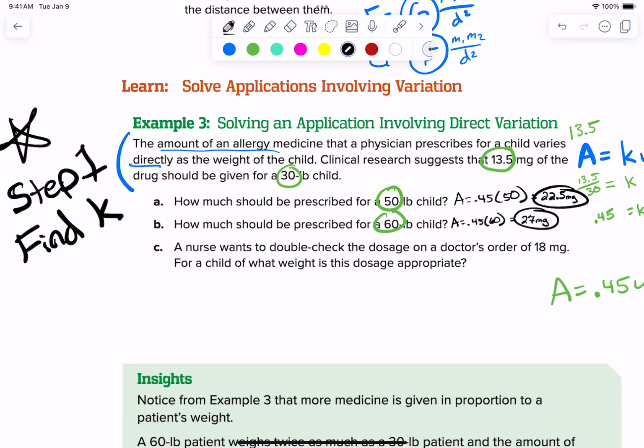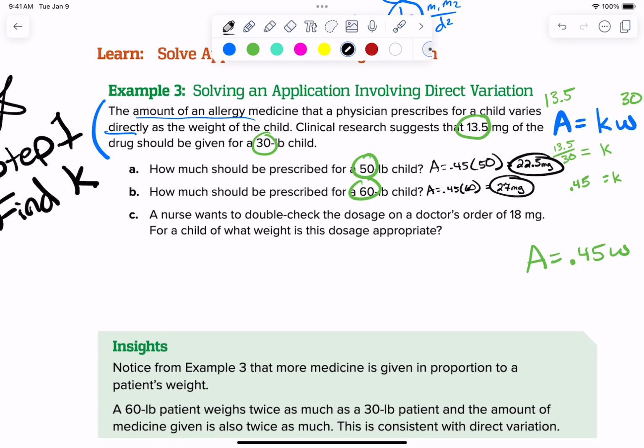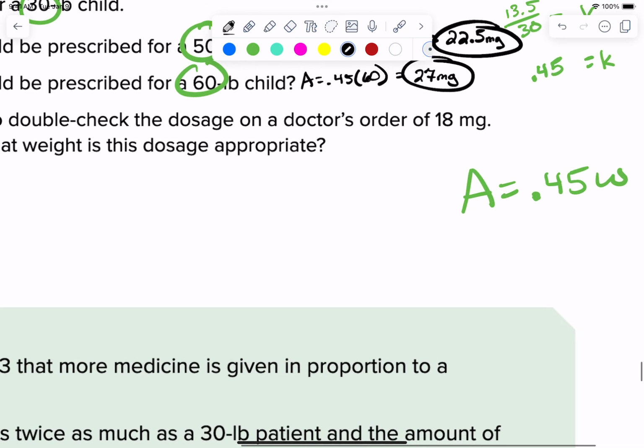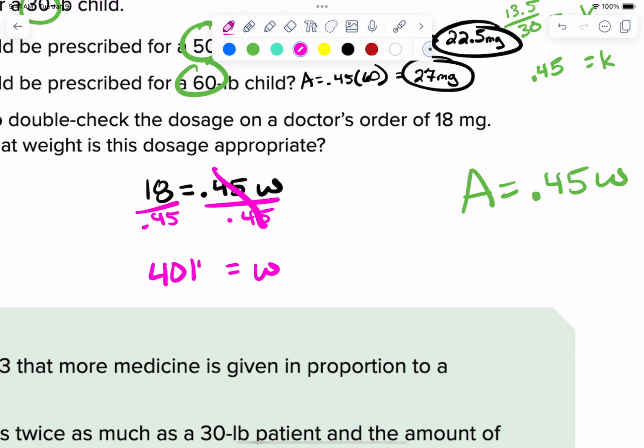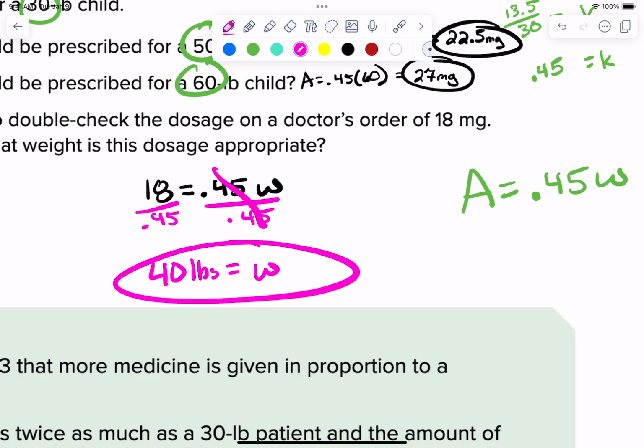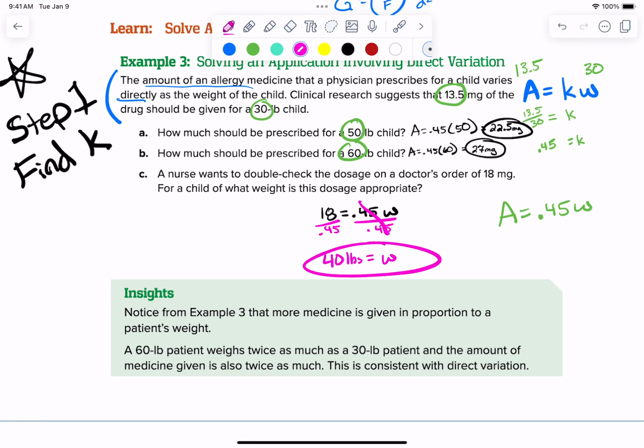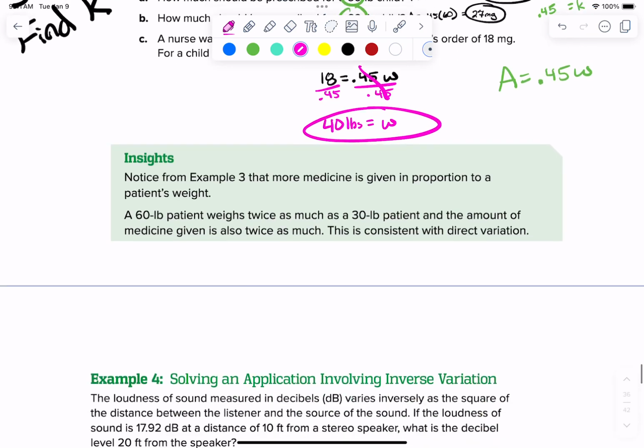Okay. Part C says a nurse wants to double check the dosage on a doctor's order of 18 milligrams. For a child of what weight is the dosage appropriate? So now we have 18 as the A. 0.45 goes here. We want to know the weight. So 18 divided by 0.45, and that is 40 pounds. So she's figured out that should be for a 40-pound child. I check in my chart, is the child 40 pounds? Yep, so we're good to go. Make sense? This is how they double check things. Okay, last one.